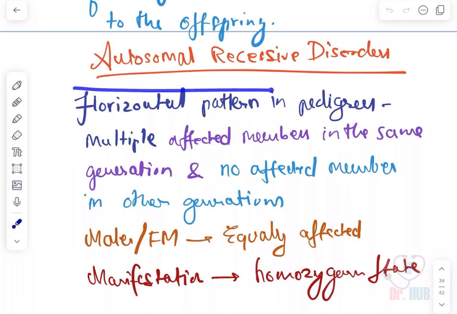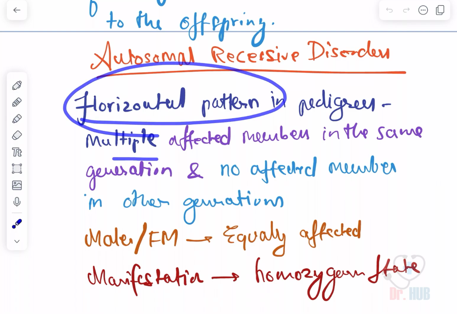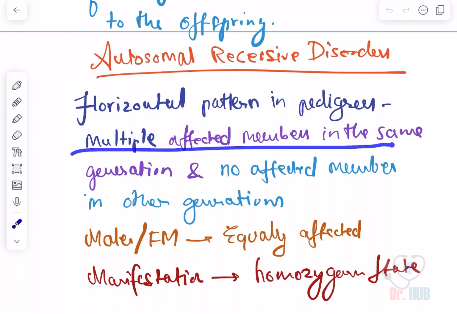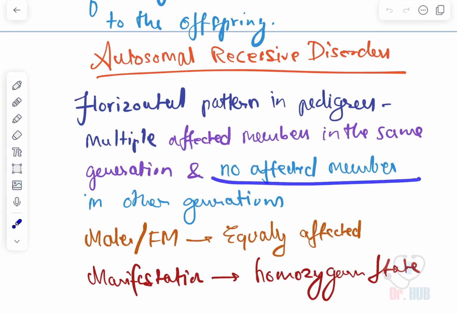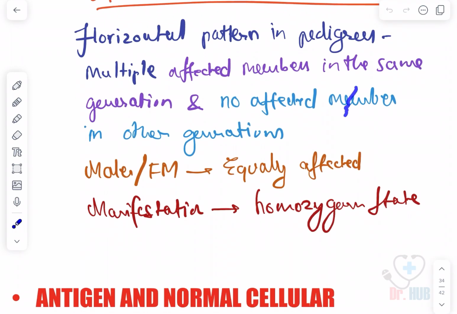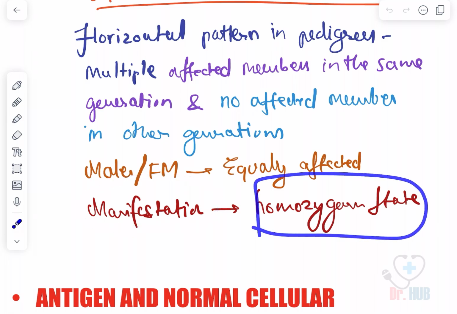Next, looking at the autosomal recessive disorder. Here there is a horizontal pattern in the pedigrees. There are multiple affected members in the same generation and no affected members in the other generations. And next, the males and the females are equally affected, and the manifestation is only in the homozygous state.